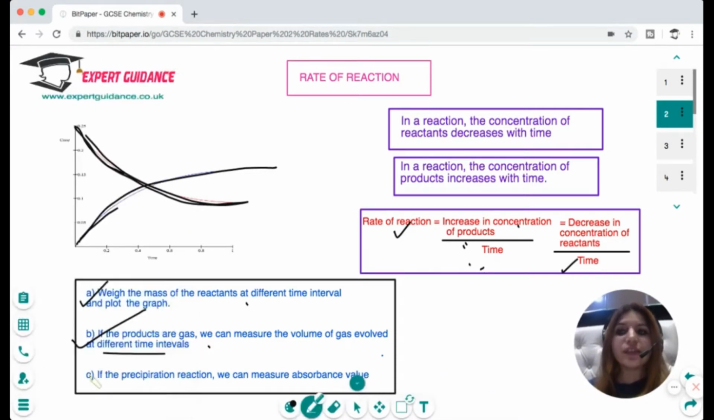So these are the various ways in which we can measure and plot the rate of the reaction. And for any of these graphs, we can draw a tangent and then find the difference in the y and the x axes to find the rate of the reaction.